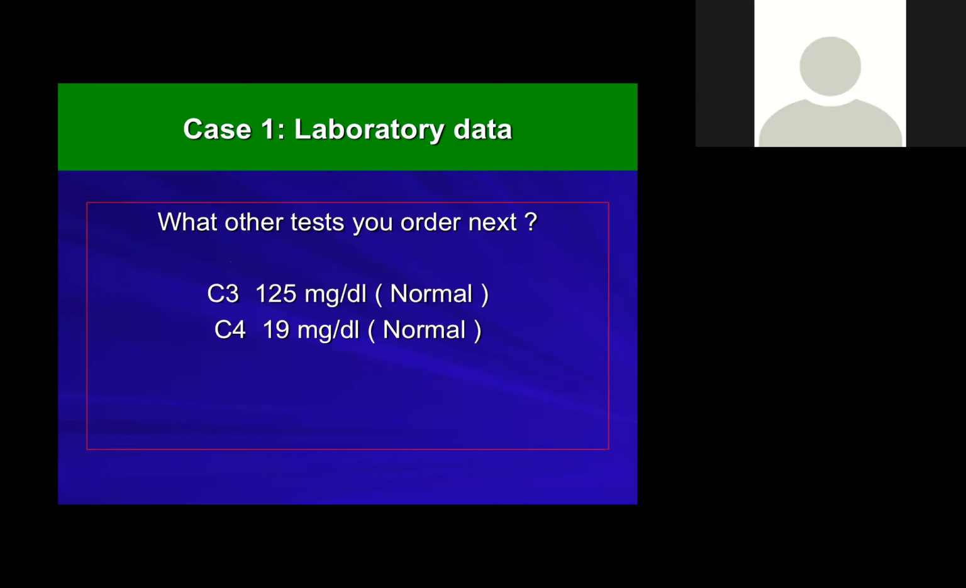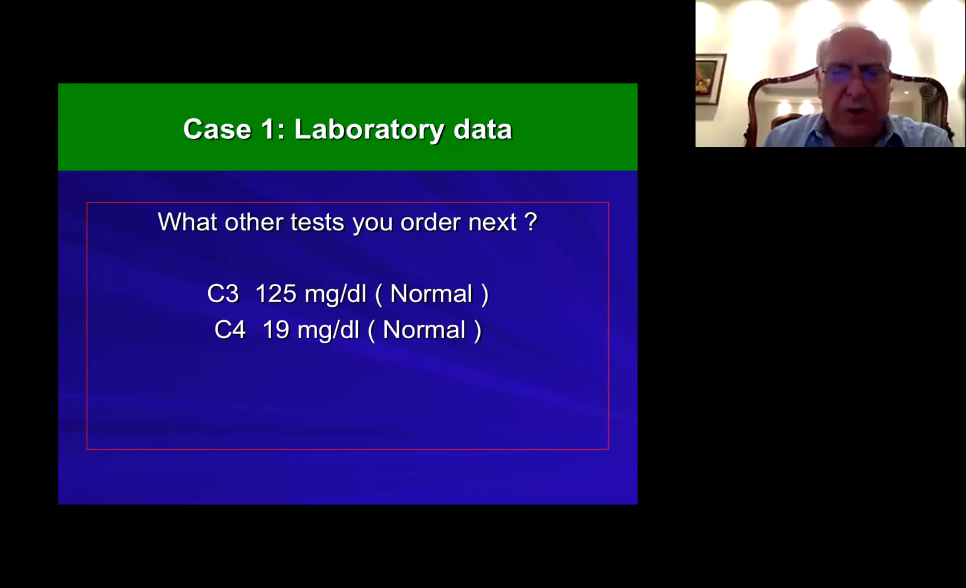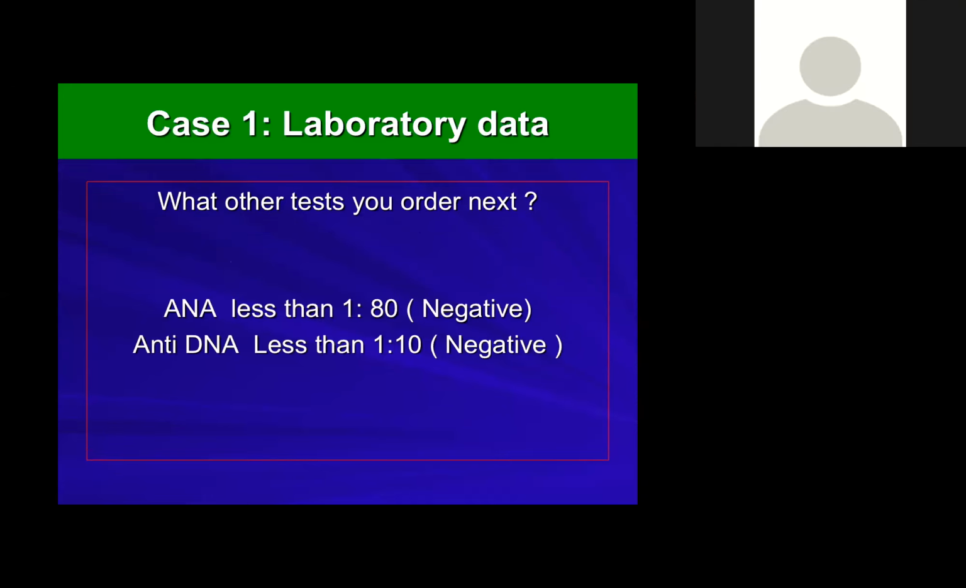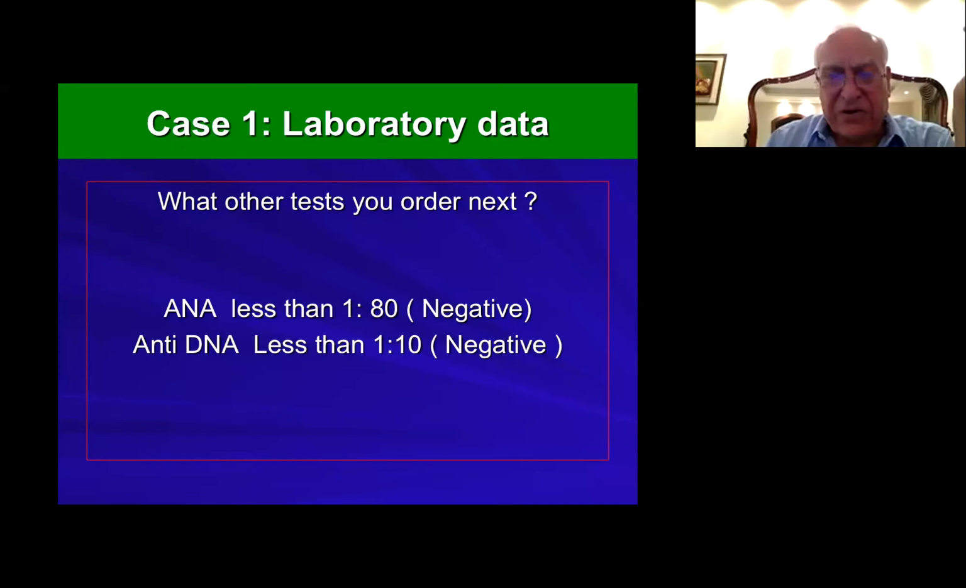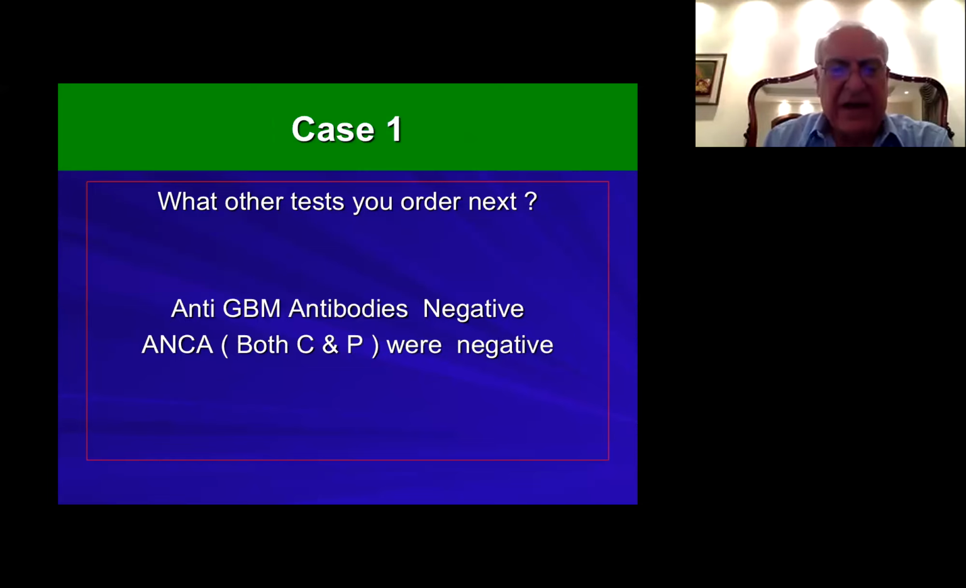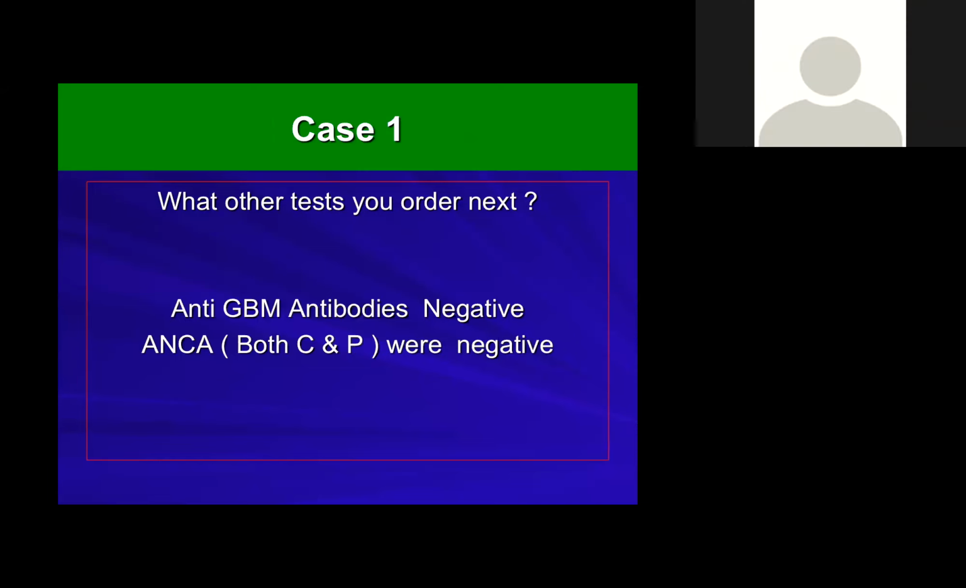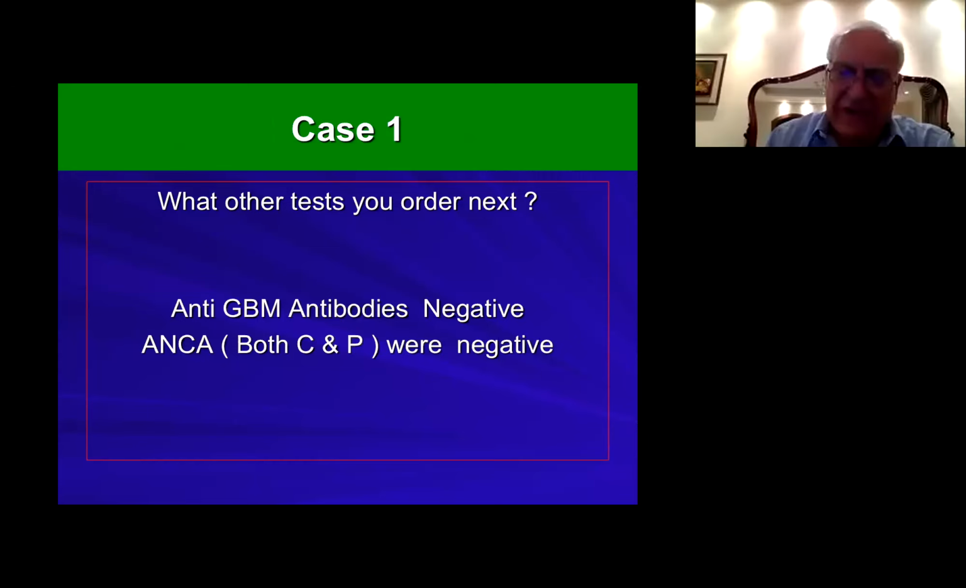We ruled out cryoglobulin. So really we are dealing with what could be anti-GBM, IgA, ANCA-related. So all these are complement normal diseases. Exactly. Okay. Now here is ANA. We know it's going to be negative because complements were normal. ANA less than 100, anti-DNA is less than 110. So because the complements were normal, lupus is excluded. And then we have anti-GBM antibody, it's negative. ANCA, both C and P were negative. So again, we are thinking.